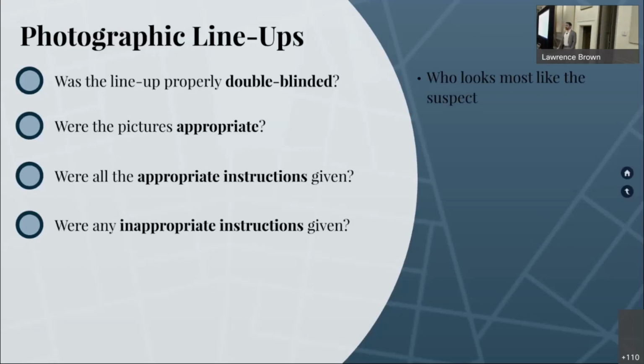This is actually entirely wrong, because what you want the individual who's undergoing the lineup to do is compare their mental image of one person, say the suspect, to each individual picture that they're looking at. And when you tell them, well, who looks most like the person, you're not asking them for a one-for-one comparison, is this or is this not the person? You're just saying, who has the most shared features? That's bad.